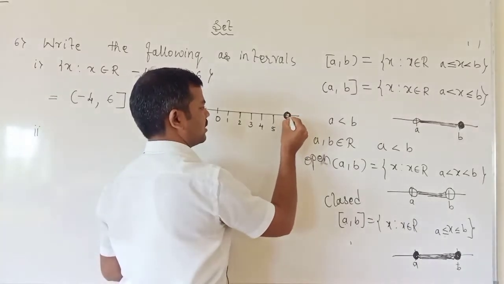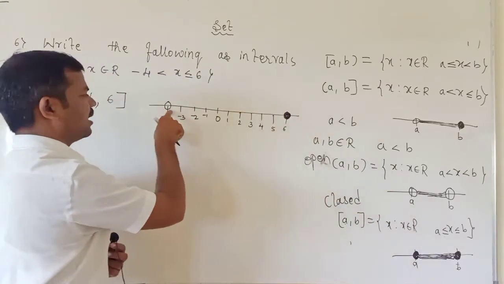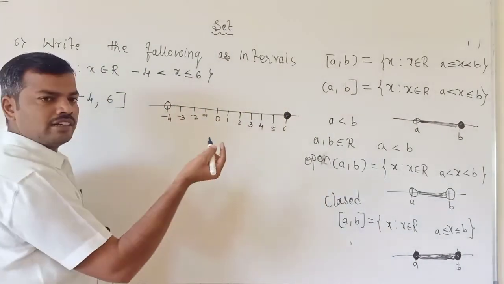Dark circle. If included, dark; if not included, open.